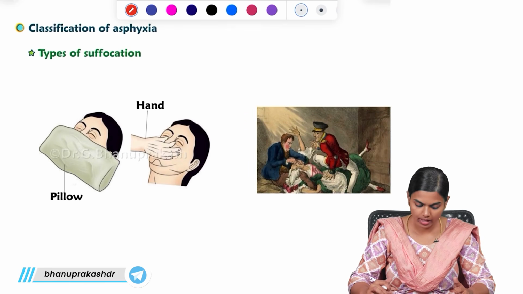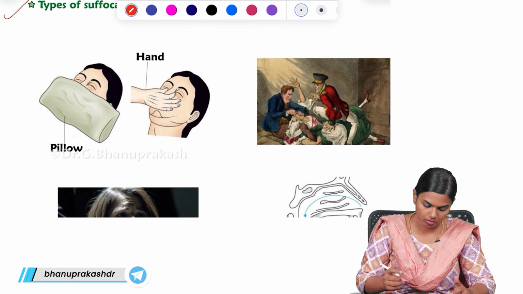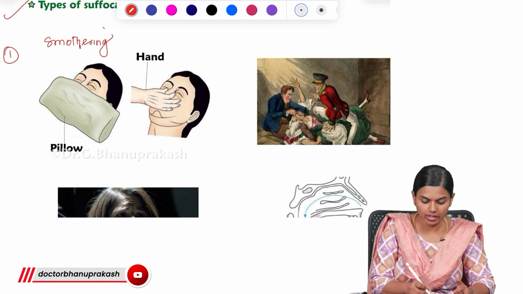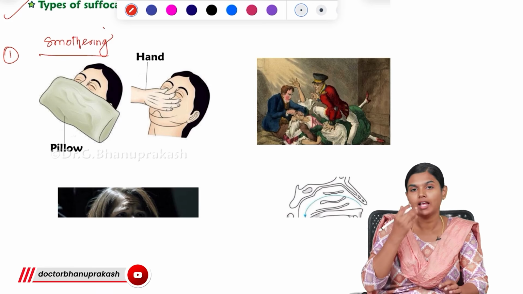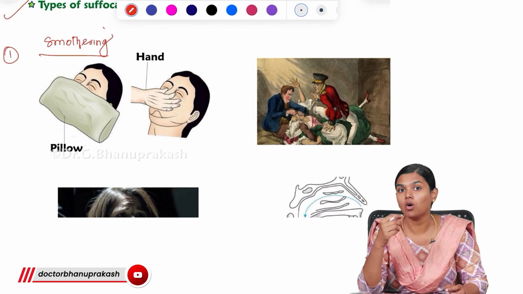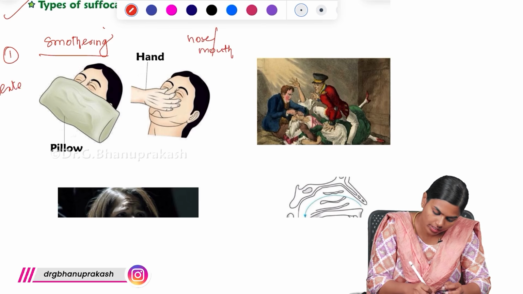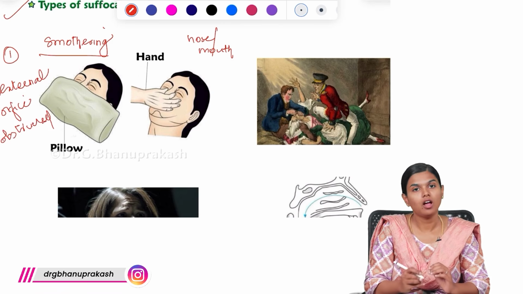Next, what we have is types of suffocation. So, in types of suffocation, the main thing here is smothering. So, smothering is the important type in suffocation. So, here what happens is that there will be obstruction of the orifices. Here they will obstruct the nose or mouth. Your external orifice will be obstructed. That we call smothering.